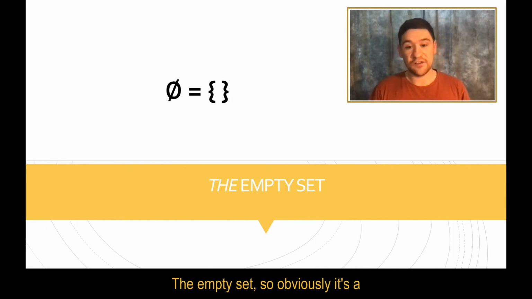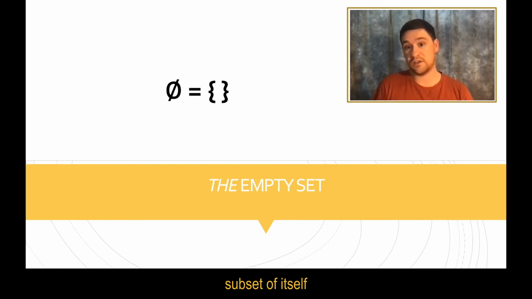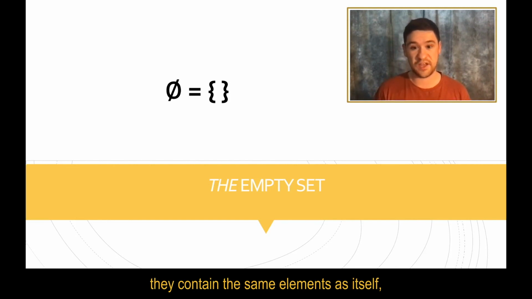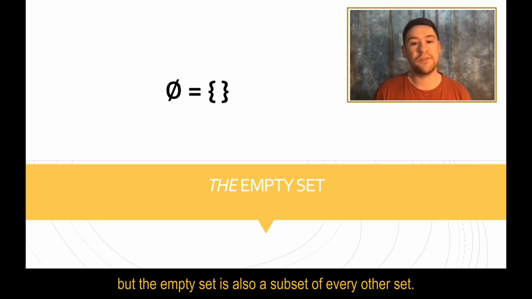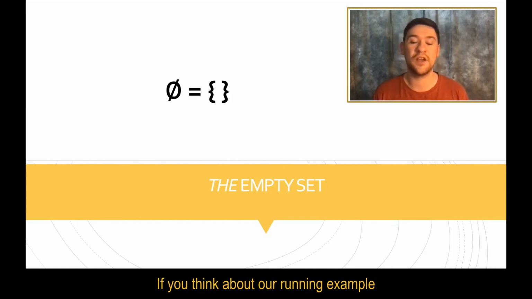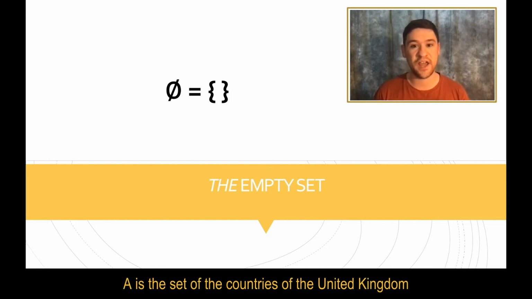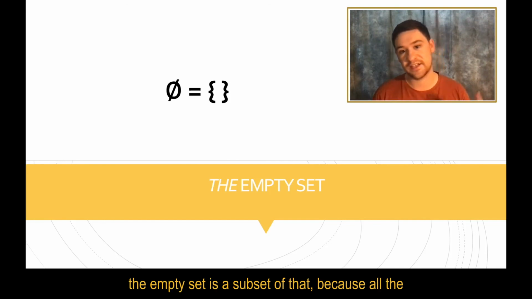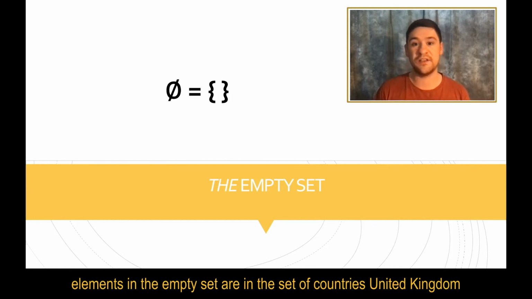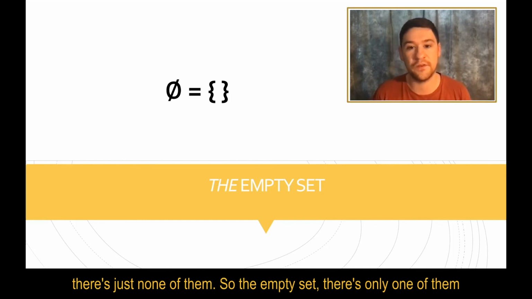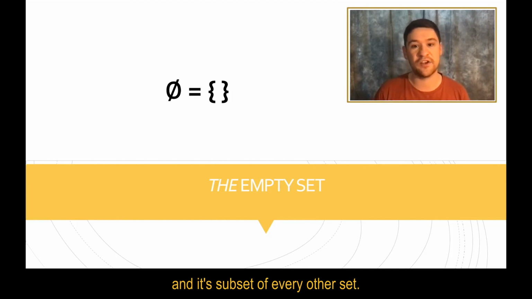The empty set, so obviously it's a subset of itself. All sets are a subset of themselves because they contain the same elements as themselves. But the empty set is also a subset of every other set. Now, if you think about our running example, A is the set of the countries of the United Kingdom. The empty set is a subset of that because all the elements in the empty set are in the set of countries of the United Kingdom. There's just none of them. So the empty set, there's only one of them, and it's a subset of every other set.